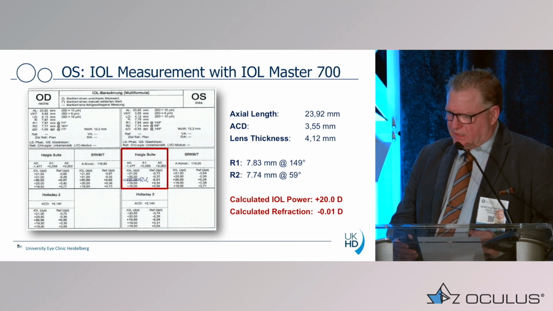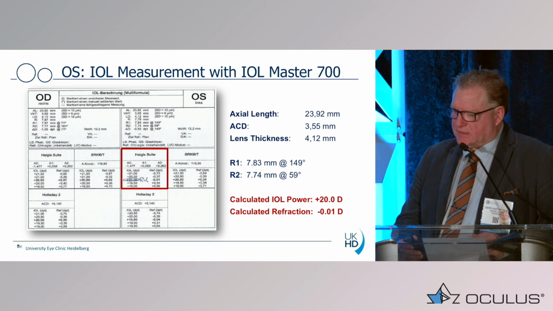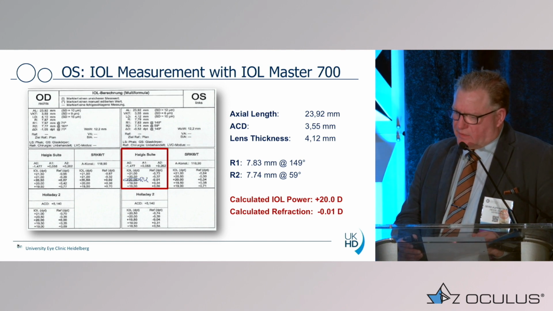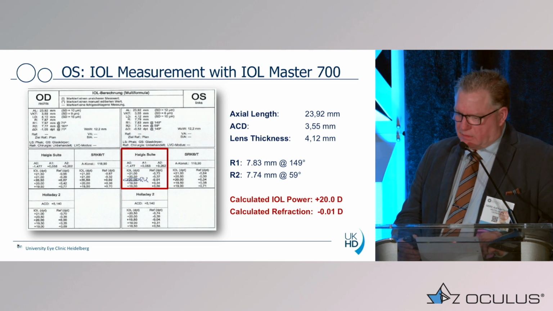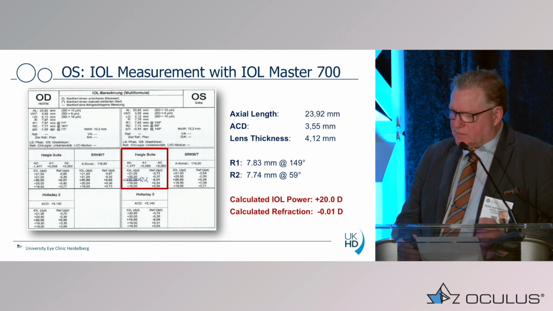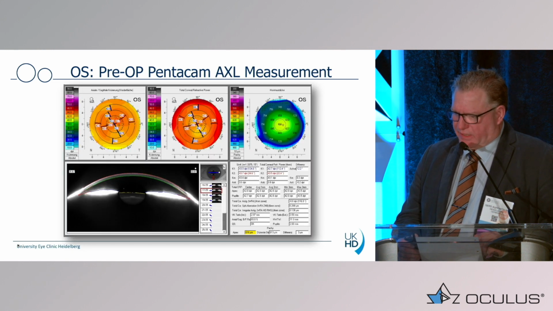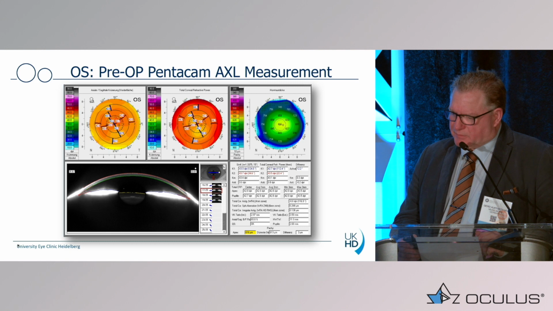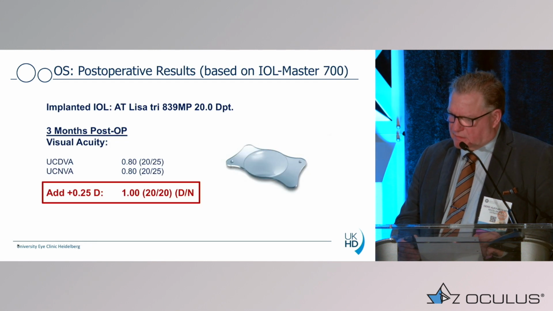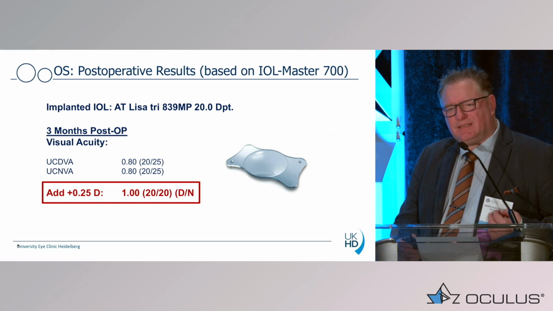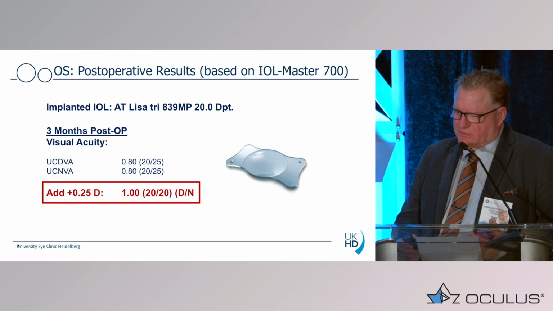You see here, for example, for the left eye, the data that we have, the axial length, the keratometry. The IOL power in this case was 20 diopters calculated by the IOL Master 700. And you see here we are exactly at emmetropia, minus 0.01 diopter would be the calculated refraction. These are here some exams from the Pentacam. This is not a special thing, nothing really surprising here on the cornea, slight astigmatism, but really not much. So the patient, based on the IOL Master 700, got his first lens in here, the Artilisa 3, 20 diopters.